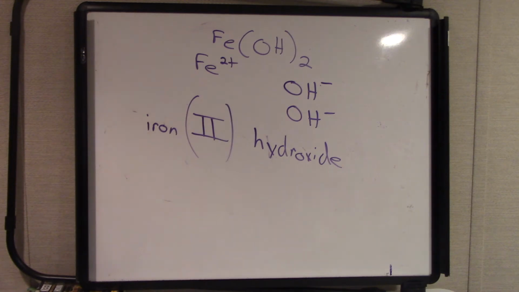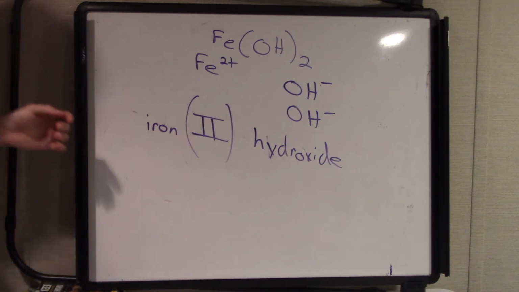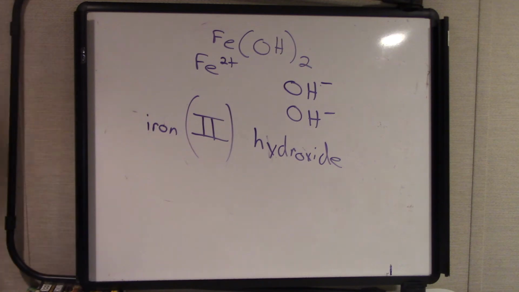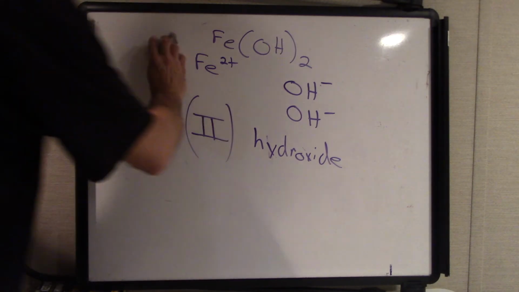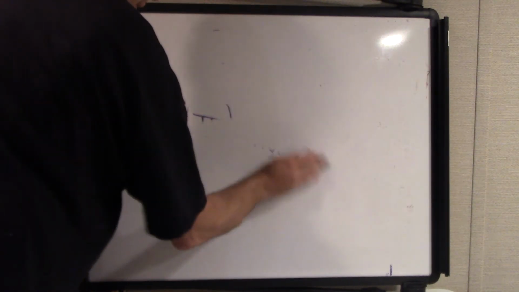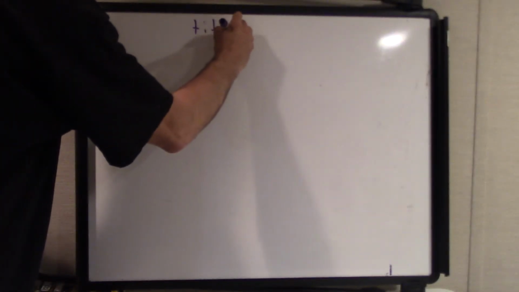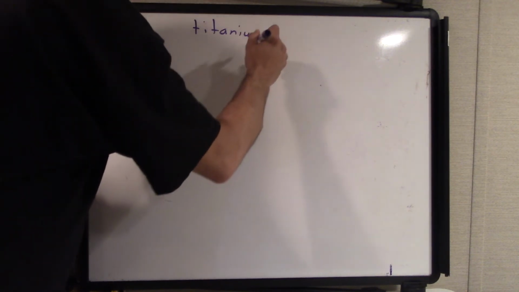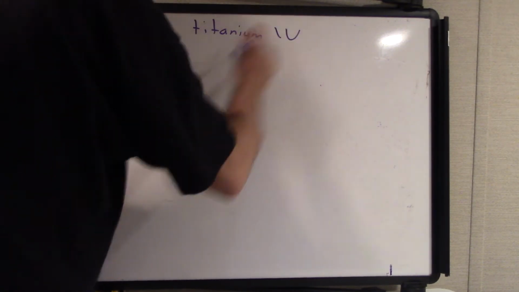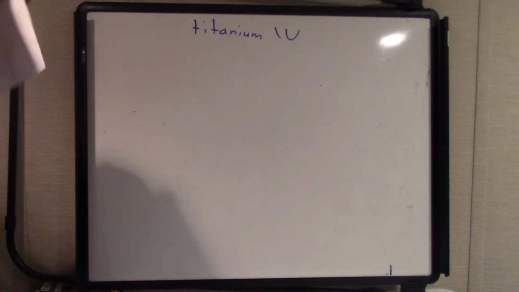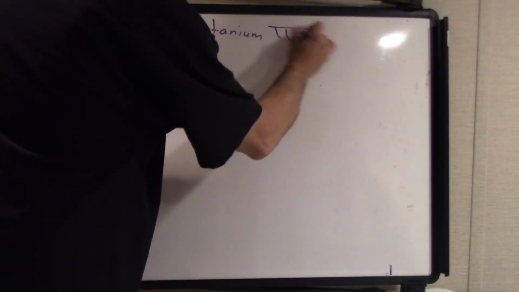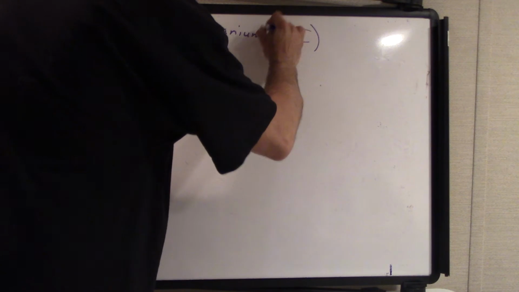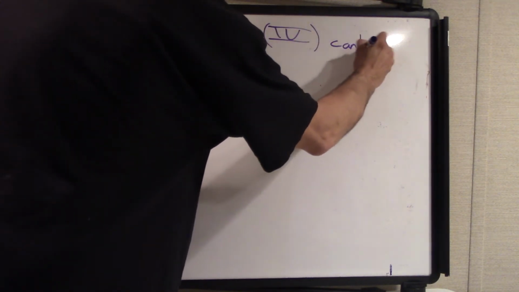I want to do a couple of these going the opposite way, starting with the name, being able to write that formula. So we can kind of practice doing these, and you're starting to see what has to happen for each one of these. So the one I want to do is titanium(IV). 4 is IV, titanium(IV) carbonate.